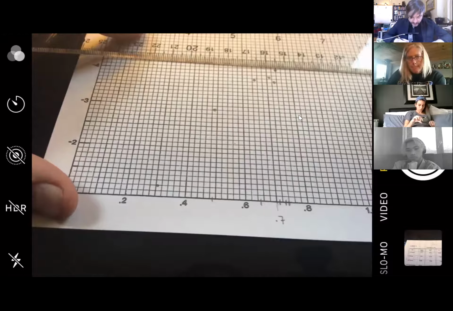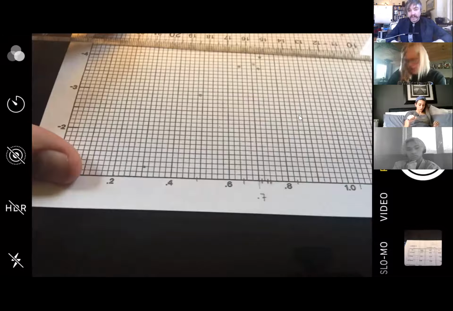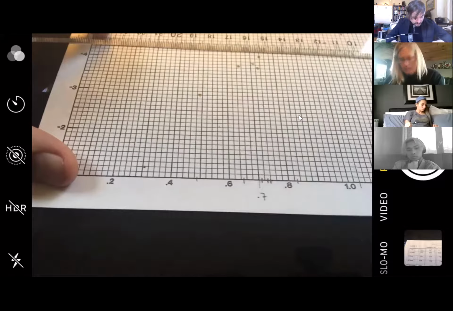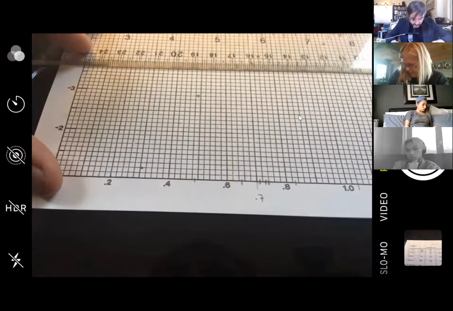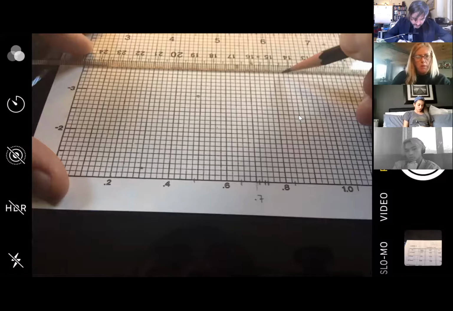Now we have 0.83. That's 1.5 blocks from 0.8. And that's going to take us to negative 3.63. Negative 3.6 is right about there. I'll go a little bit above it. And pow.